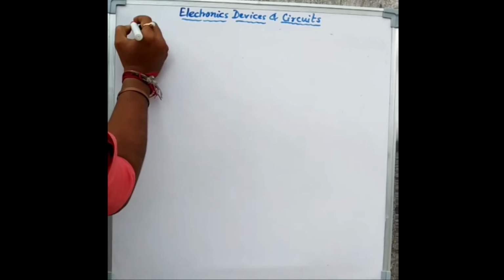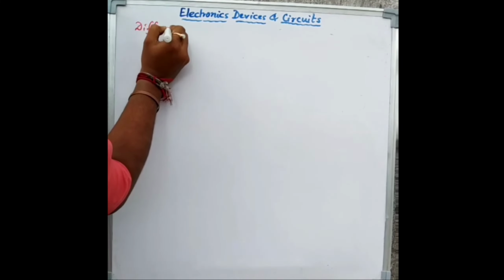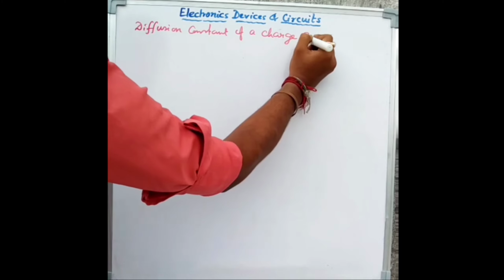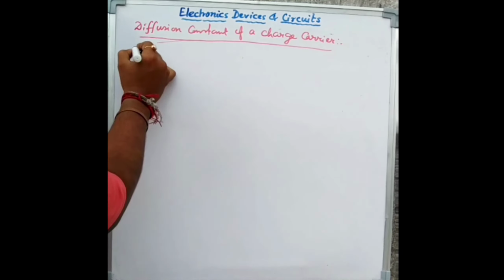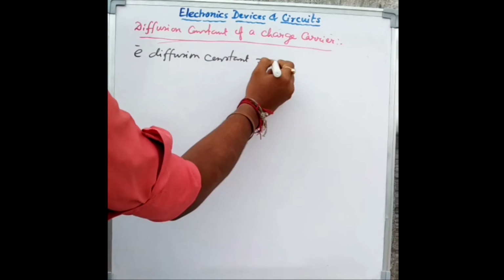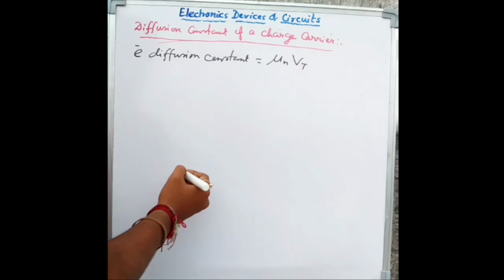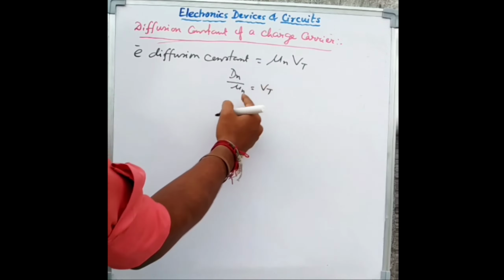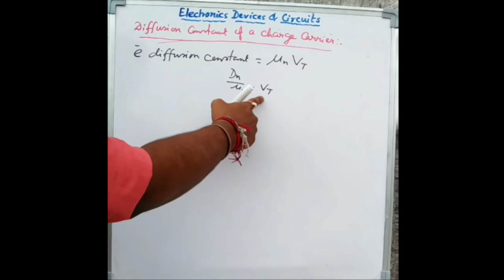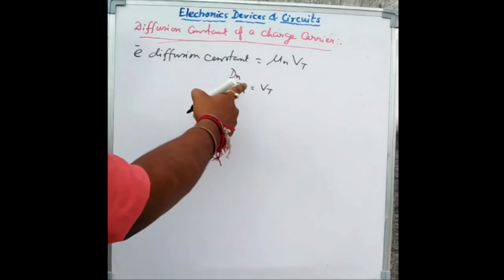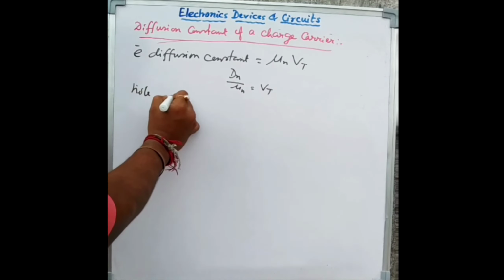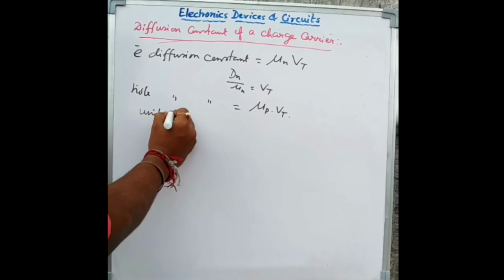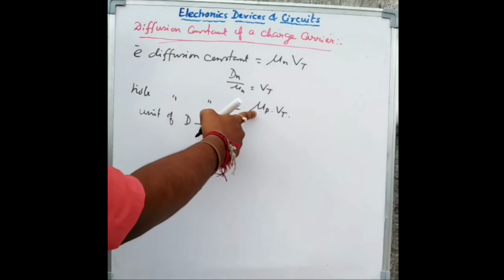The next topic is the diffusion constant of a charge carrier. Electron diffusion constant is μn into Vt, because from the main relationship we know that Dn by μn equals Vt. If you do the cross multiplication, Dn equals μn into Vt. So that's why electron diffusion constant is μn into Vt. Similarly, hole diffusion constant is μp into Vt.